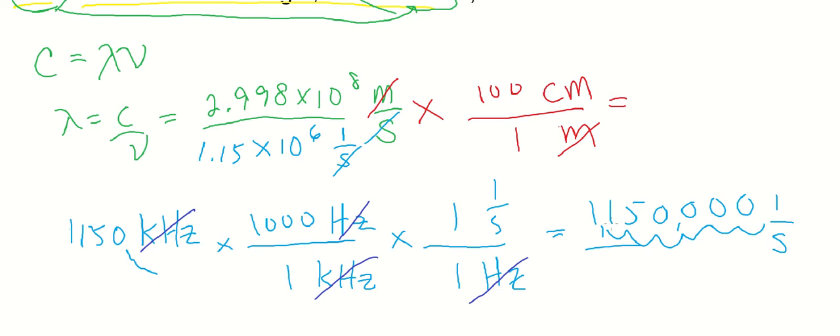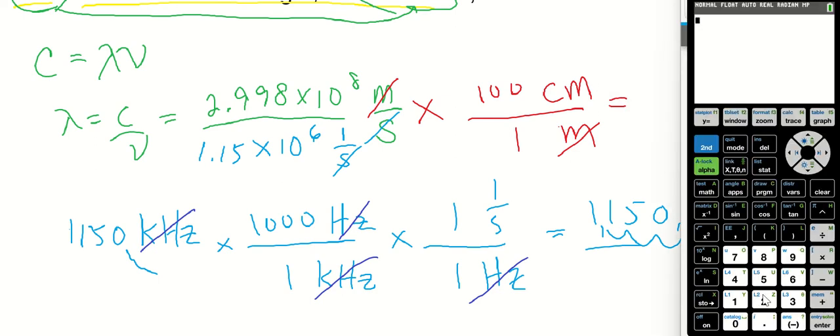Now we can take our calculators out to finish up the problem. 2.998 times 10 to the 8 divided by 1.15 times 10 to the 6 times 100. So our answer is, we need 3 significant figures. This conversion factor has unlimited sig figs, the centimeters to meters. The conversion factors do, the ones we're using. So we need 3 sig figs.